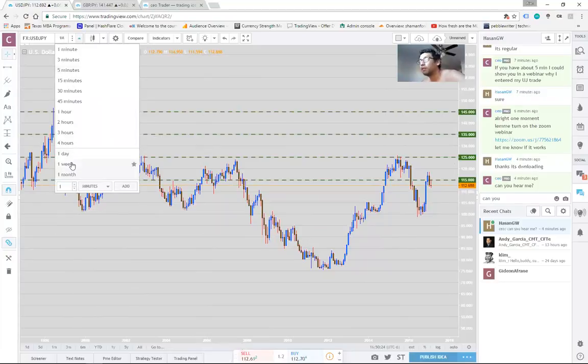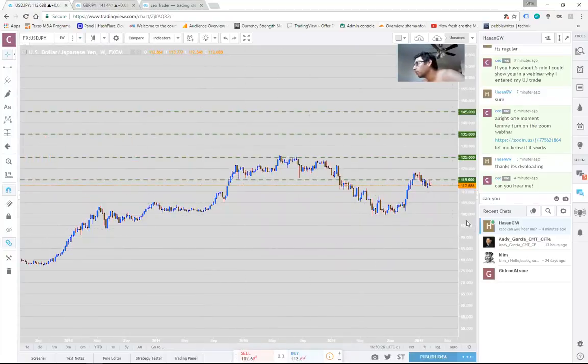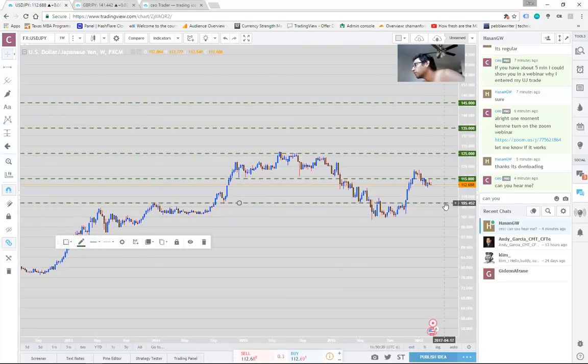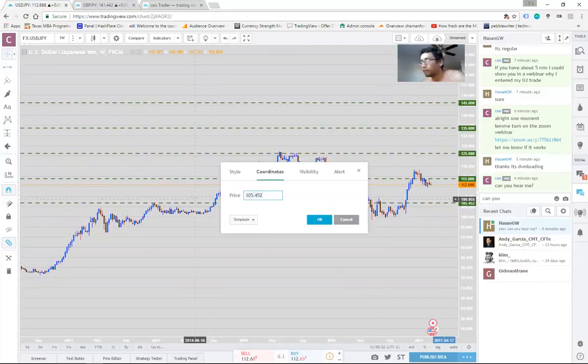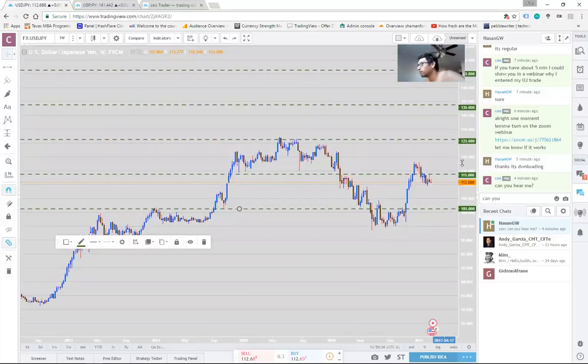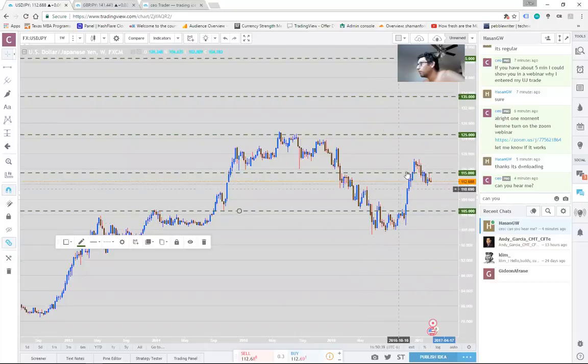So now I'm going to zoom in to the weekly. I'll go ahead and put one at 105 just because I know there's one there. And then at the weekly, I see that it came up, it found a resistance, and now it came back down and it's testing.